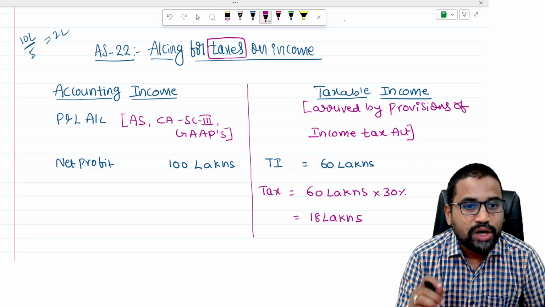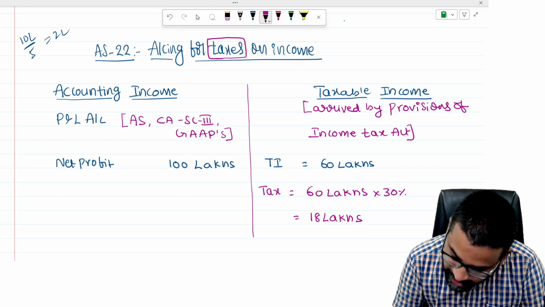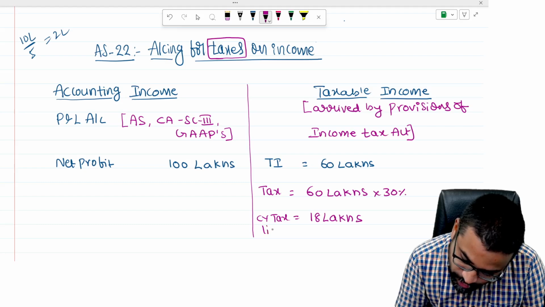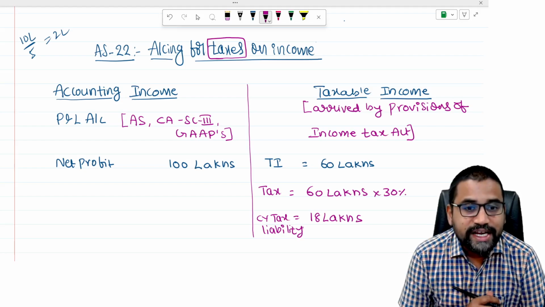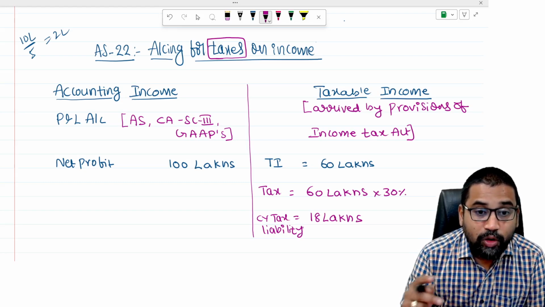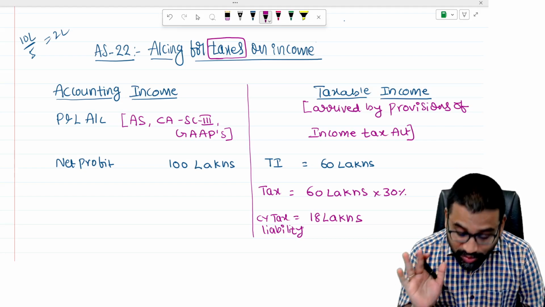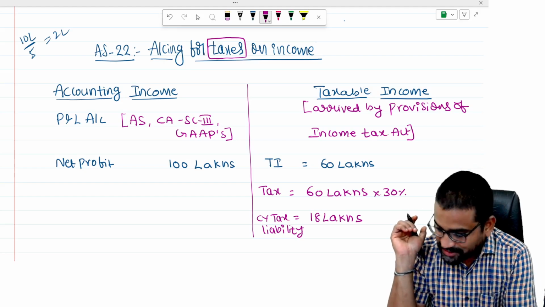18 lakhs is the tax liability. So what is your current year tax liability? 18 lakhs. This is what I need to pay to the government under the Income Tax Act. And how did I get this 18 lakhs? By ascertaining taxable income by following the provisions of the Income Tax Act. Now, listen. 18 lakhs is my current year tax liability.